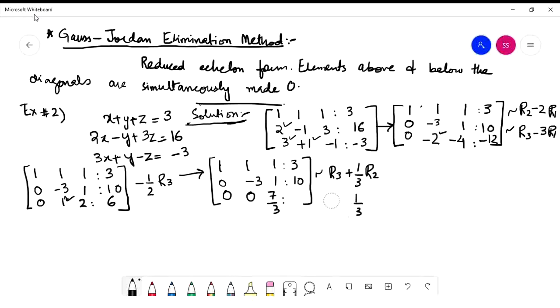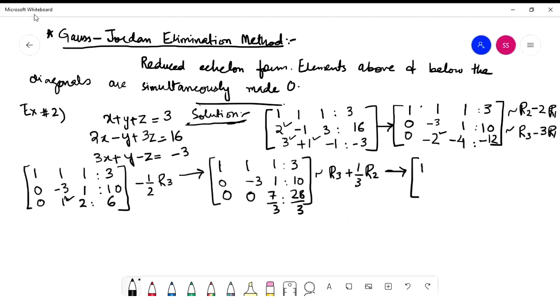Okay, and the next is for constants. So 6 plus 10 by 3. If I take the LCM, 6 into 3, 18. 18 plus 10 is 28. 28 by 3. Okay, so it makes it 28 by 3. Now I simplify this row in the next step.